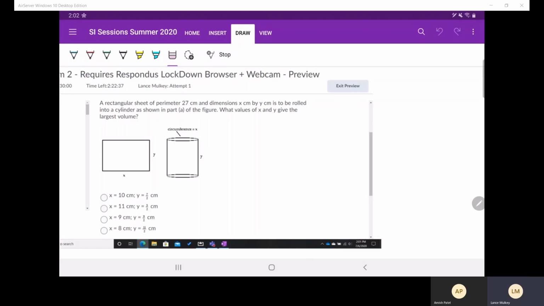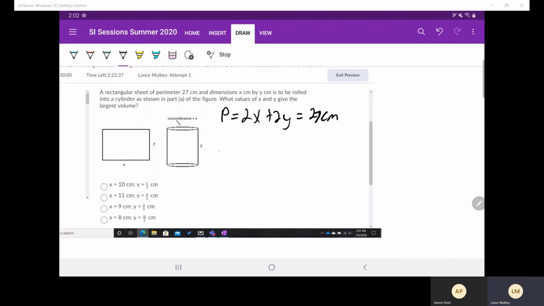So we have a rectangular sheet of perimeter. So P equals 2x plus 2y equals 27 centimeters. And it's rolled around a cylinder shown in part A. And y is your height of the cylinder. So volume of a cylinder equals 2 pi r squared times h. Okay.